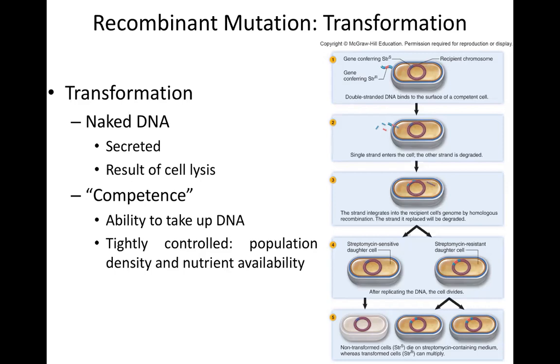A cell knows that it's going to die. It knows that it is under attack, and so it can secrete its DNA. It can also be the result of cell lysis. So a bunch of bacteria die, they're killed off maybe by an antibiotic, as an example, and they start to break down and their DNA gets released. Now, what's really important is that cells have to be competent in order for this DNA to be taken up.